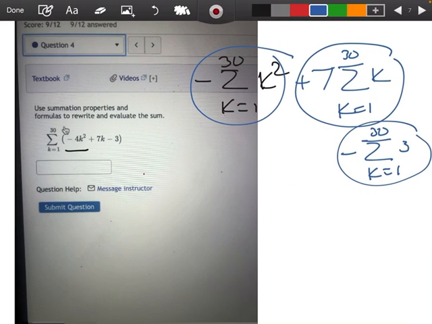Okay. And then again, you can just fill in the blanks using the formulas that we have here. Okay. Anyway, if you got questions, let me know.